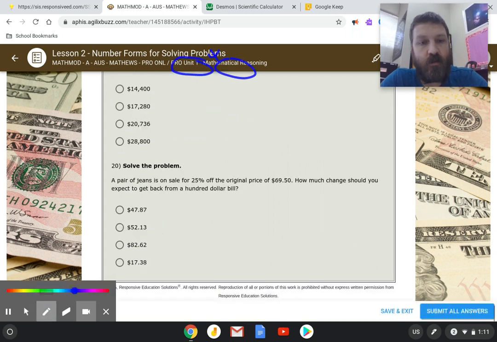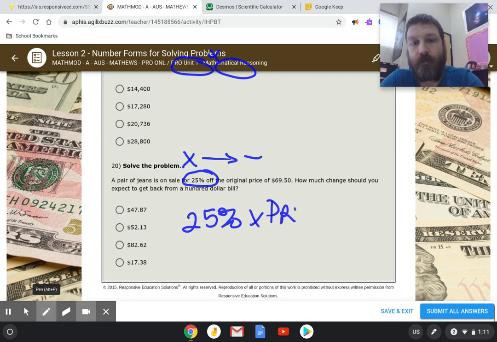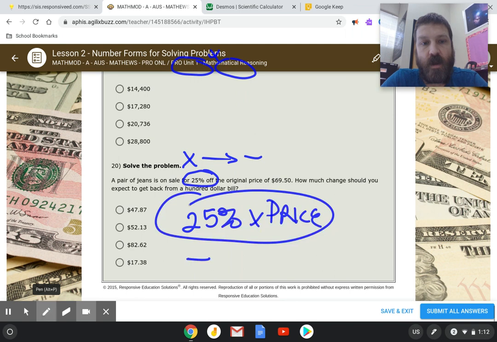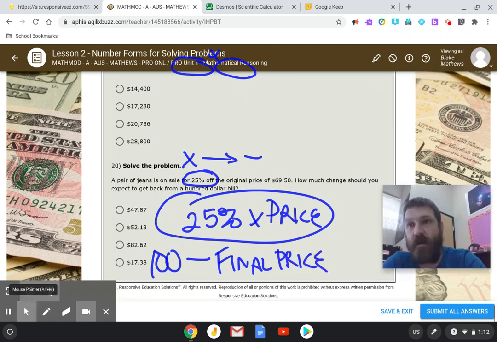A pair of jeans is on sale for 25% off. Remember, that means multiply and then subtract from the original price. So you multiply 25%, again converted to a decimal, times the price, and then subtract that from the price. Whatever you get, subtract that from the price. And that's how much you will, oh, no, there's more. Then you do 100 minus the final price. All right, and that is it.